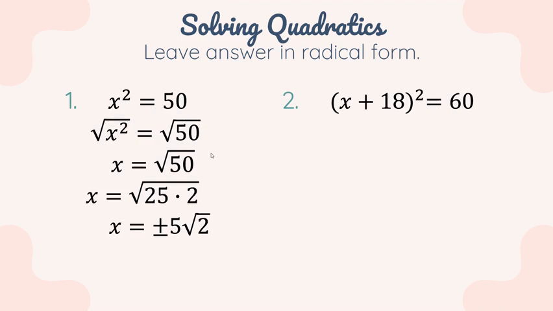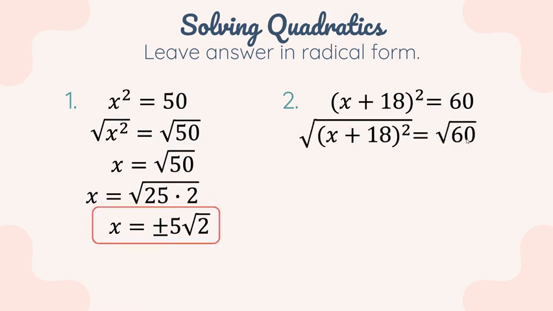Again, here, I want to get x by itself, but I have a barrier. I have to deal with the fact that this parentheses is squared. To get rid of the square, because I can't do anything while it's squared, I'm going to take the square root of both sides. That'll get rid of the squared.